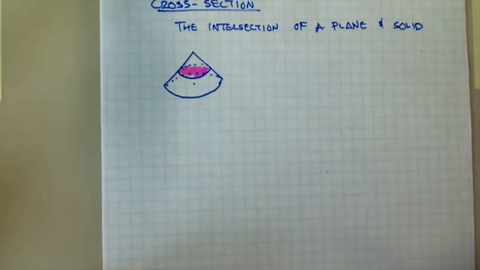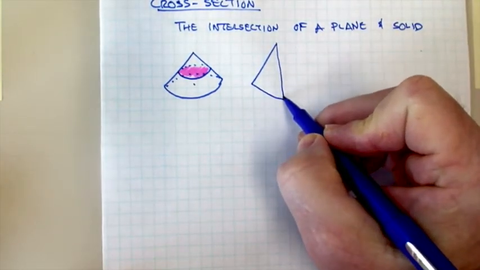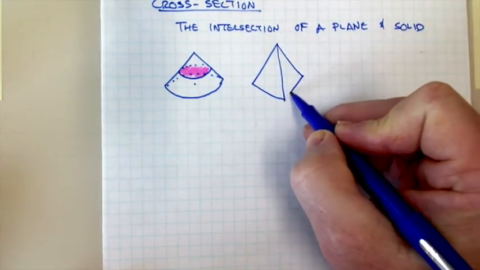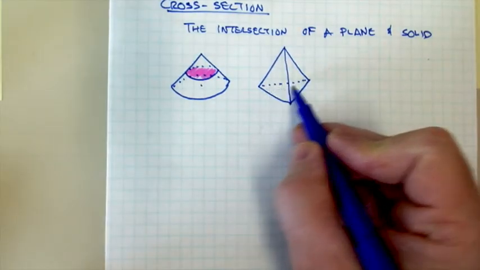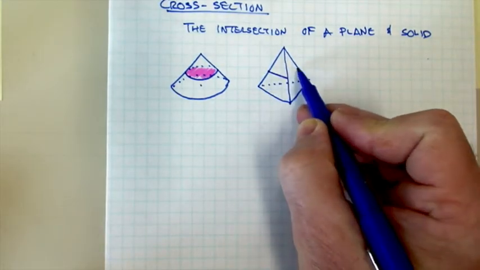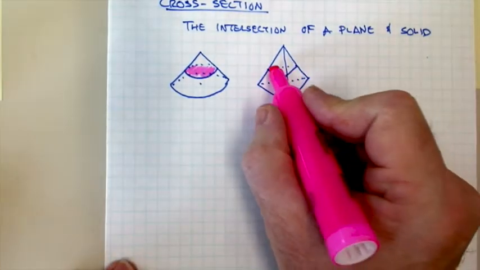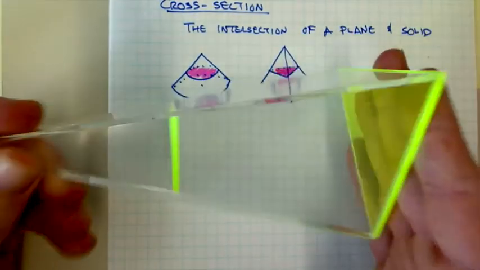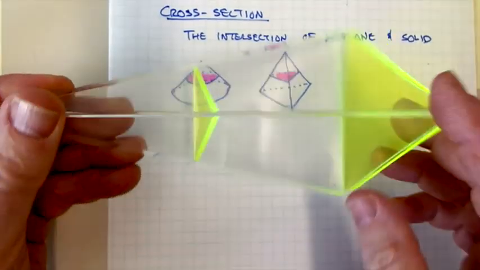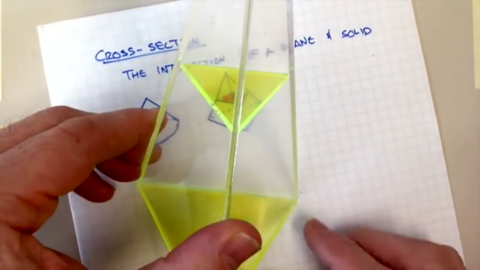If I have other shapes, such as a triangular prism, this guy right here, and I cut parallel to this base, I'm going to get a cross section that is also a triangle. I've got a little example here to help you see that. This one here is the base, and I've sliced it this way. The shape that I see, this triangle, is the cross section.